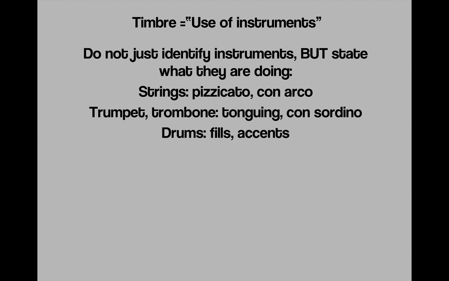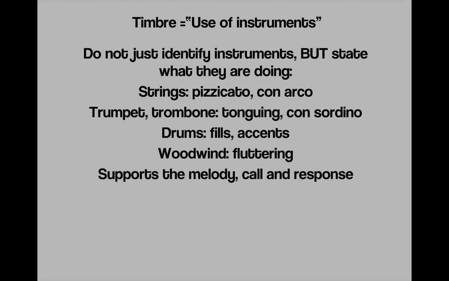Drums, you might have drum fills if there's a drum kit, or you might have accents in the snare drum. Woodwind, you might hear fluttering, so trills, or like the fluttering of a bird's wings, as I like to say to my students. You might also want to say that the instruments support the melody, so if someone's singing and the instruments are playing the melody along with the singing, you could say the flutes support the melody, for example, or you could say the trumpets have call and response with the vocals if someone sings and then there's an answering phrase in an instrument.